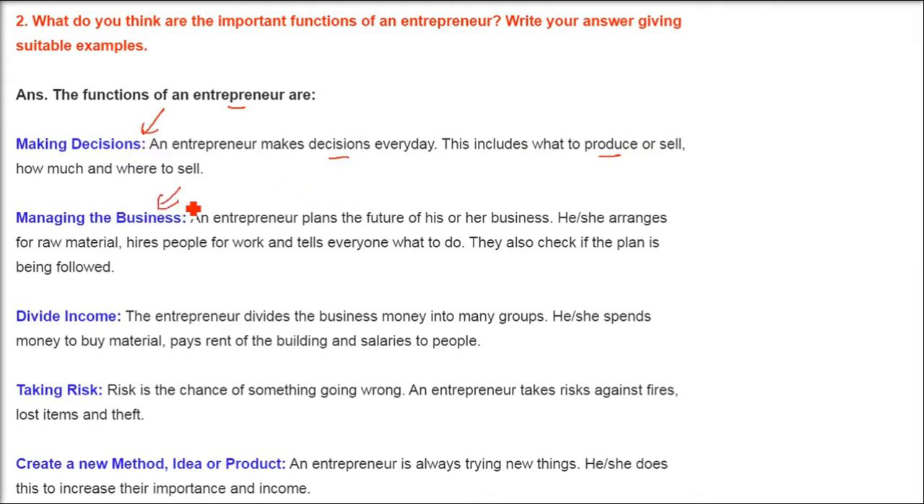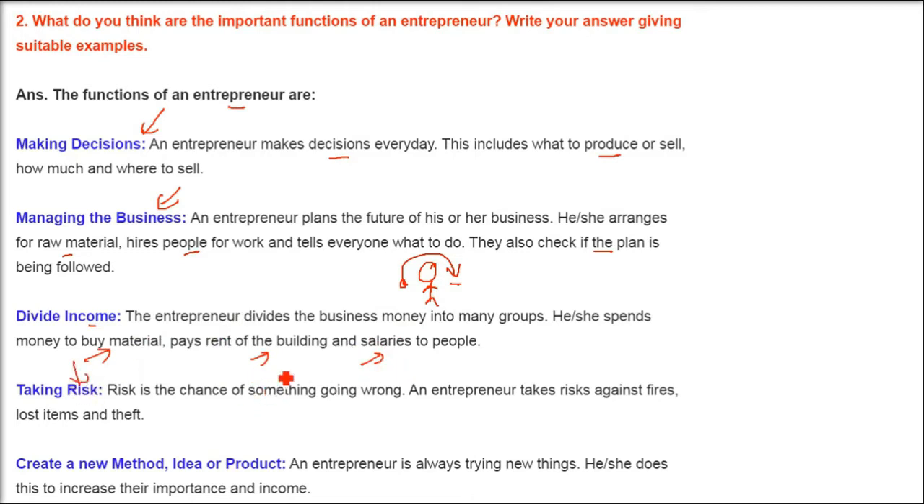Second is managing the business. A business, if it is growing, then everyone has to manage this. For example, from where the raw material is going to come, people are working, and what is the next plan, whether we have achieved the target or not. Then dividing the income. See, if a person is earning and he is only earning, nobody will be interested. Everyone has to get an equal share of the amount. For example, an entrepreneur has to pay for the rent and for salaries. This also has to be taken care of.